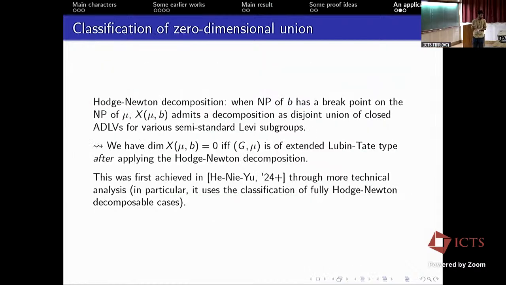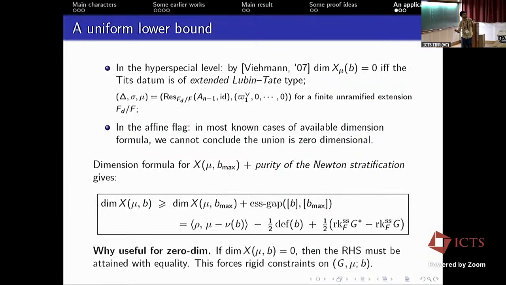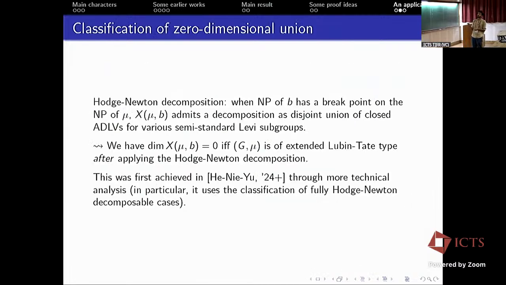There is another way that things could be zero dimensional. So this Hodge-Newton decomposition, so to speak, roughly speaking, allows you to break an ADLV into a bunch of pieces, one associated to the semi-standard Levi subgroups, if certain conditions hold. So you also have to apply this trick to each of those pieces. And if you combine them together, it tells you that in the affine flag variety case, this dimension is 0 if and only if, perhaps after you apply this so-called Hodge-Newton decomposition, you get this extended Lubin-Tate type. So it's a finite restriction of a finite unramified extension of GL_n with the first fundamental cocharacter. And this was achieved with some more combinatorially technical analysis in a work from last year, but this can be achieved much more efficiently through this work.